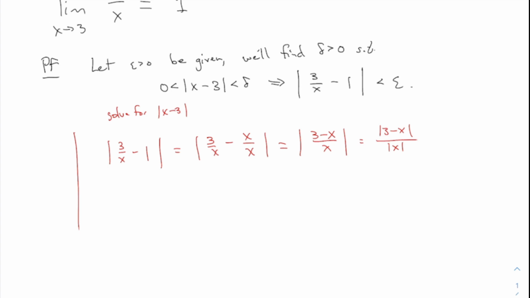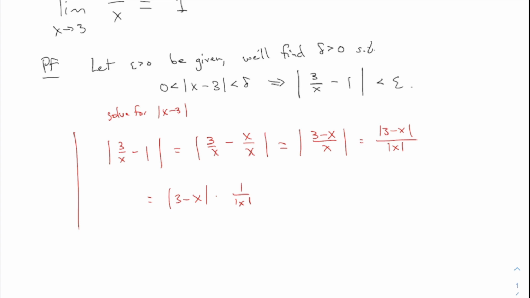Sure, yeah. This is a good idea, so I am going to do that. 3 minus x, and then also 1 over x. I want this though, absolute value x minus 3. Can we make that appear out of here somehow? We did an example like this last time.